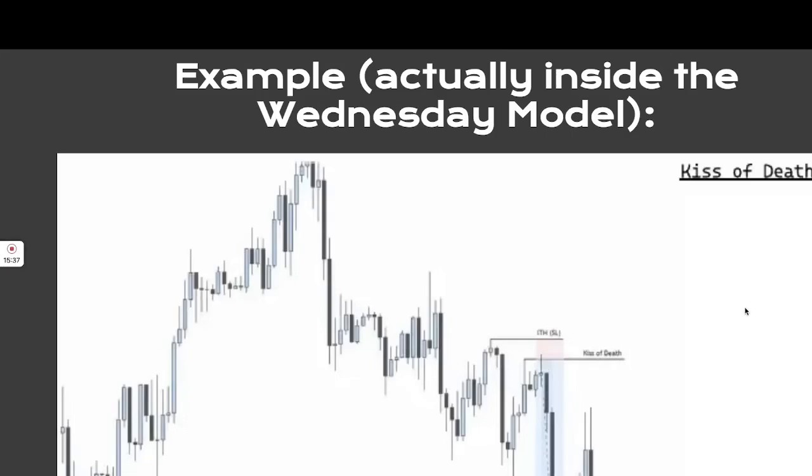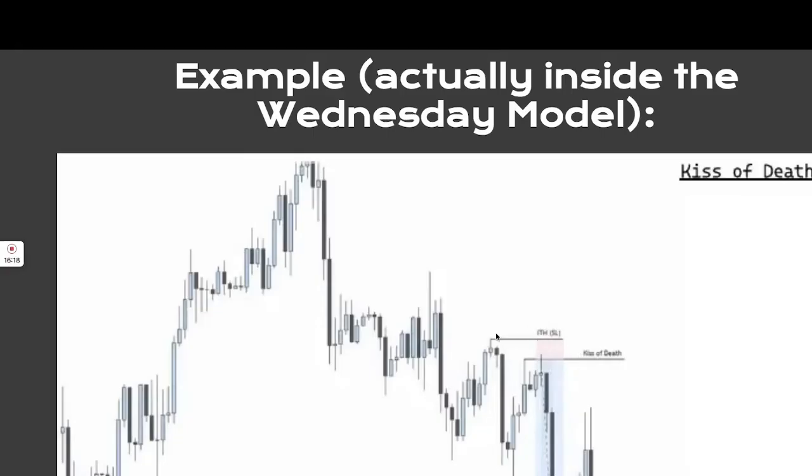So here is an example. As you can see right here, the higher time frame draw on liquidity. This is the low of Monday's range. We have an intermediate term high. We have the Kiss of Death turtle soup. Entry short, stop loss, intermediate term high. Take profit, the higher time frame draw on liquidity.